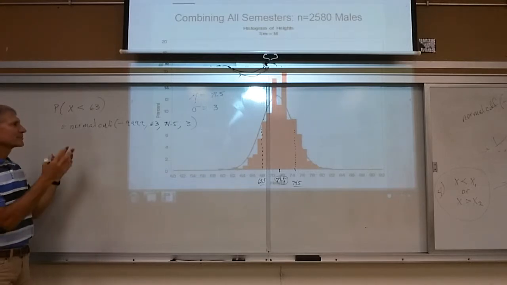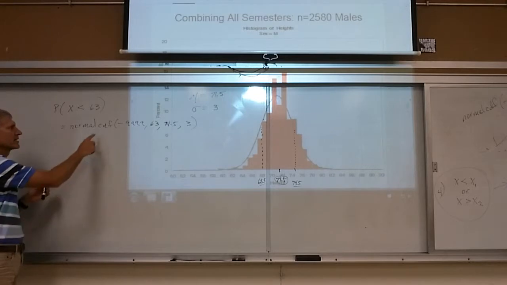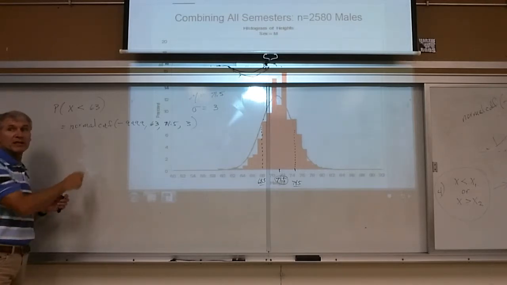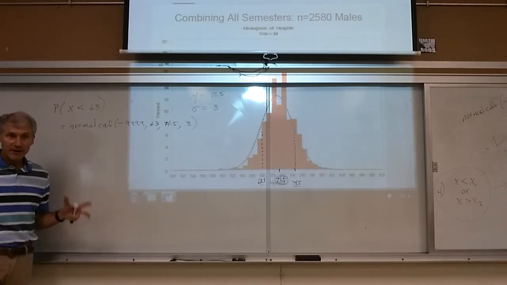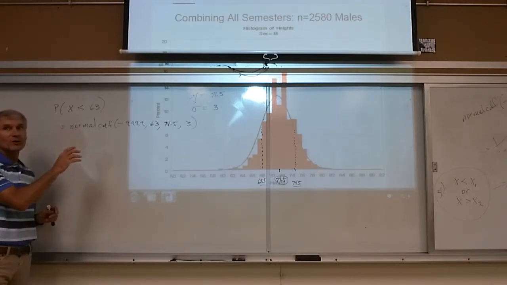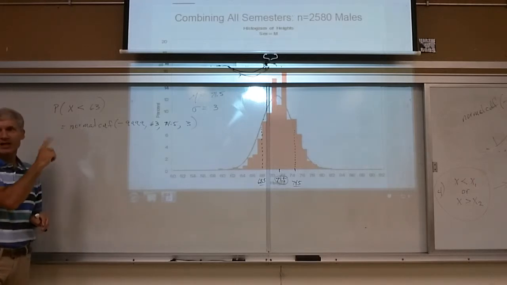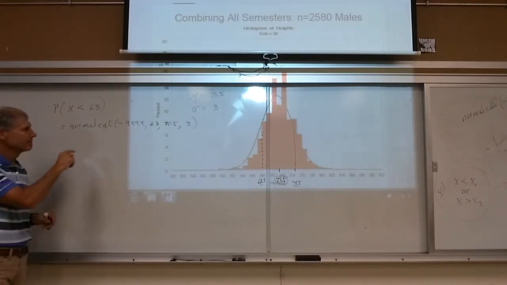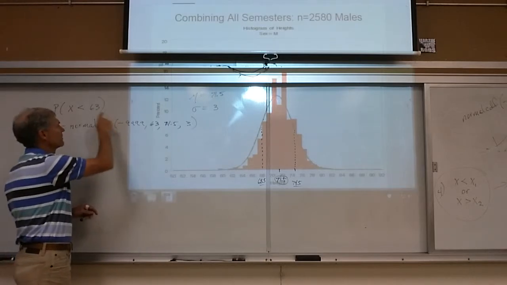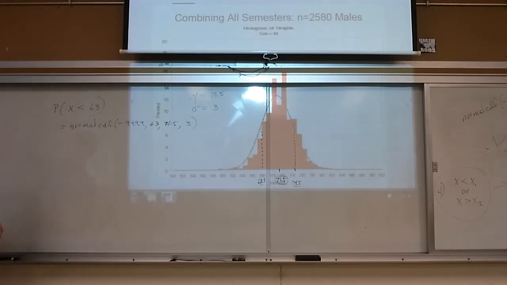A couple of common mistakes that I saw as I was going around. Normal PDF instead of CDF. When do you use normal PDF? Never! Right? Never use it. You'll use binom PDF, but not normal PDF. Okay? So normal CDF, negative infinity, up to the bound that they ask about. Okay?